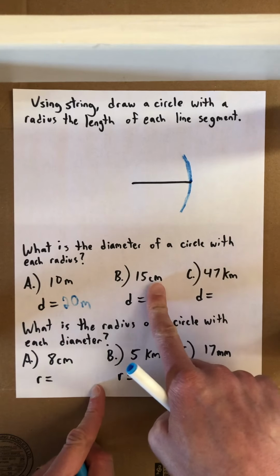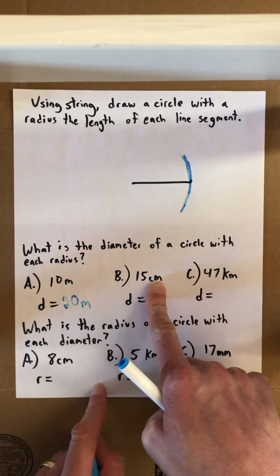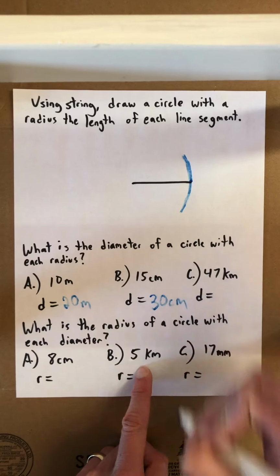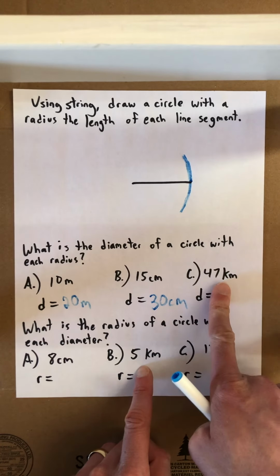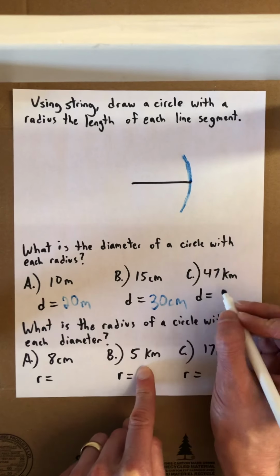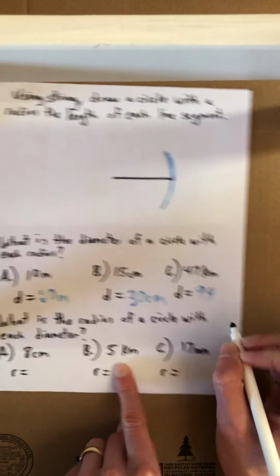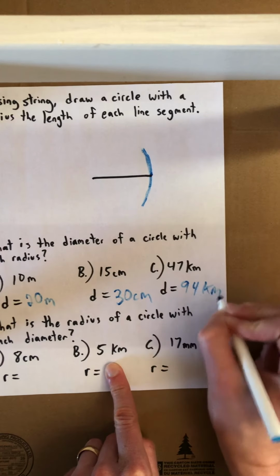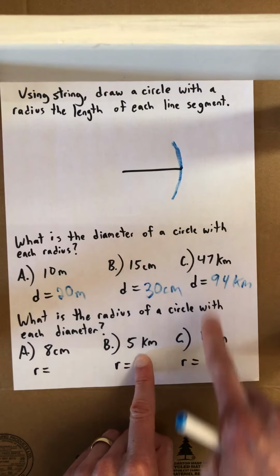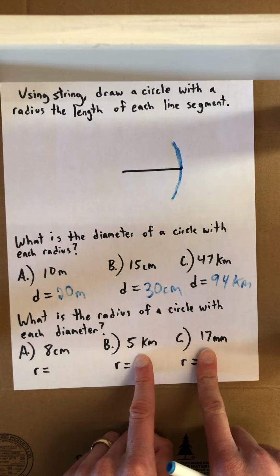For the 15 centimeter radius, again, I'll have to double it. So 15 times 2, that would be 30 centimeters. And here I've got 47, so I'll have to double 47. And of course, 47 plus 47 will give me 94, and my units are kilometers in this case. So if you have a radius, to get the diameter, all you have to do is double it.